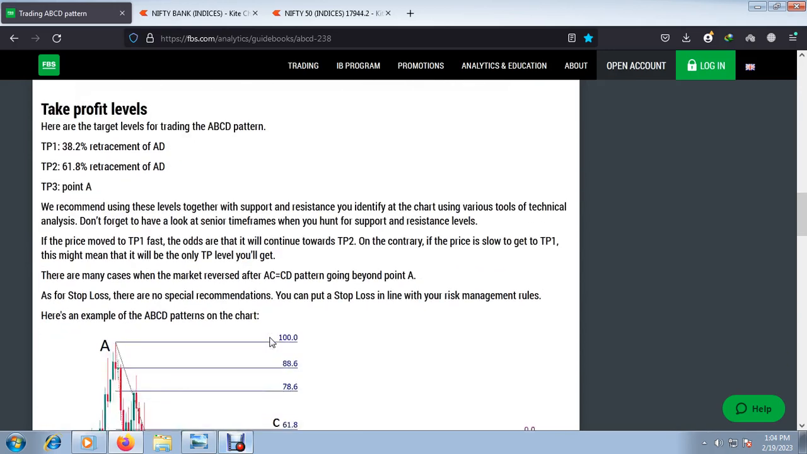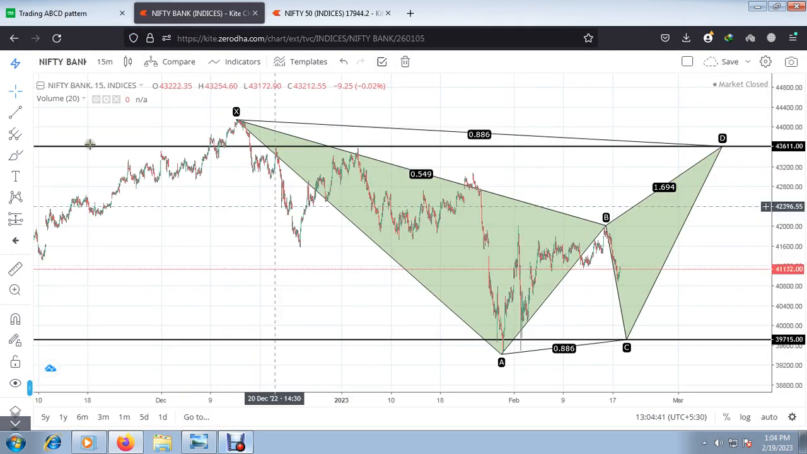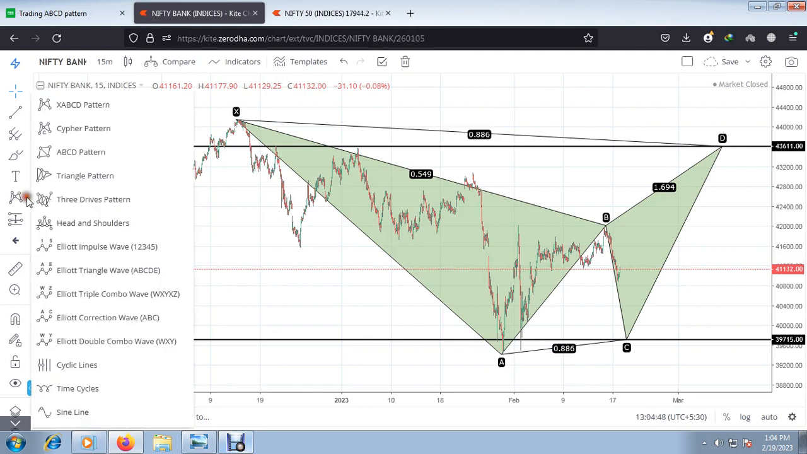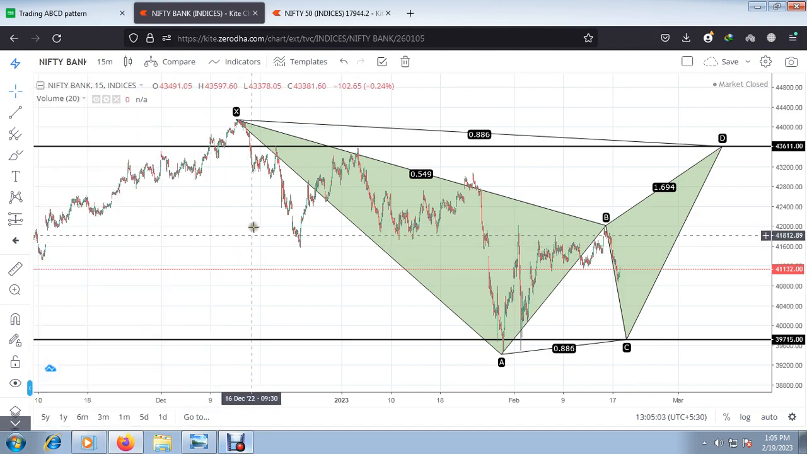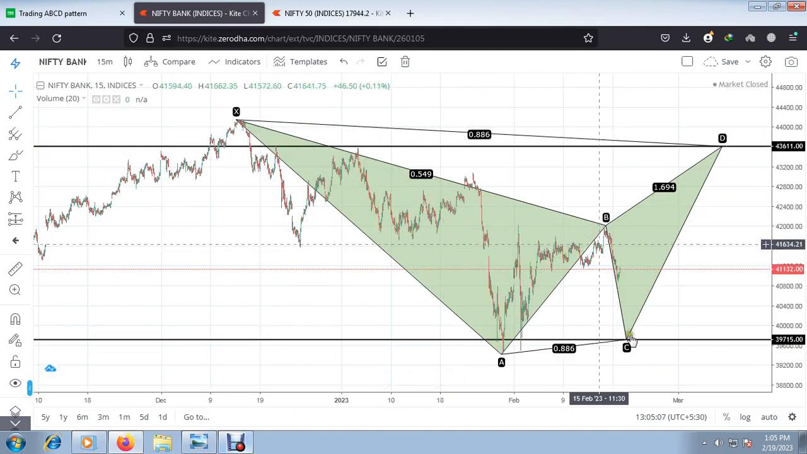For drawing this, we have to see from the chart. I have opened the Bank Nifty chart here. Here you will find this tool, the X type, which is used for drawing the harmonic patterns. Here you will see the XABCD pattern, ABCD pattern, Cypher pattern, and Three Drives pattern. All of these patterns you can draw from the chart. If it is an ABCD pattern, you can see it directly from the chart. This is the 15-minute chart of Bank Nifty that I have opened. Here we see that it is coming down and going up, so it can continue in the downtrend also.